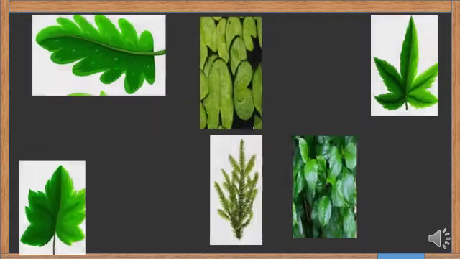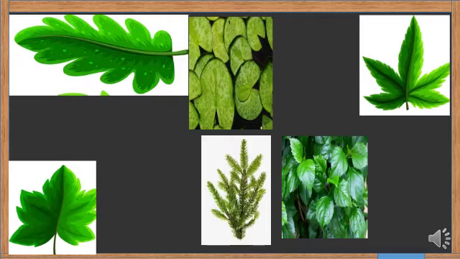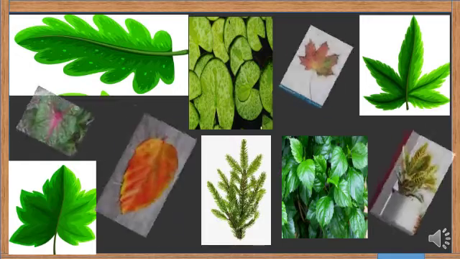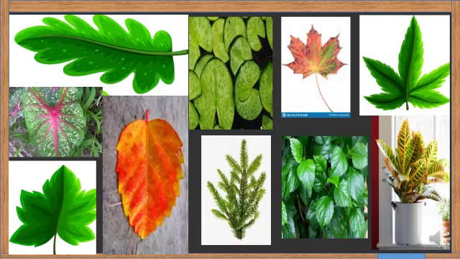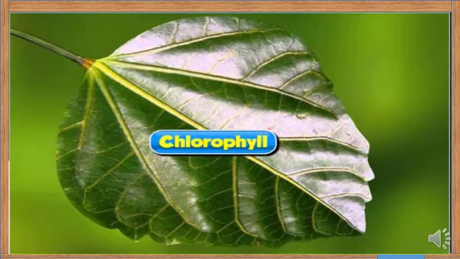Children, now you can see different types of leaves. Mostly the leaves are green in color. Some of them are also of other color. Why are these other leaves not green and others are green? Have you ever thought of this? Yes, the reason is the green leaves contain a pigment which gives them their green color, and that substance is known as chlorophyll.